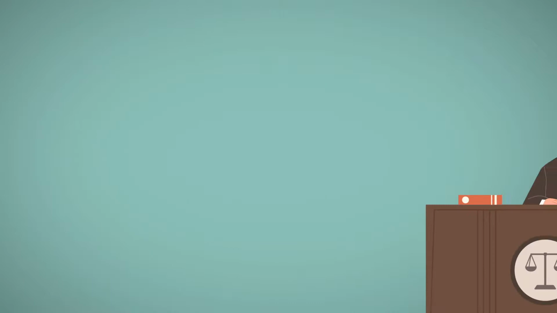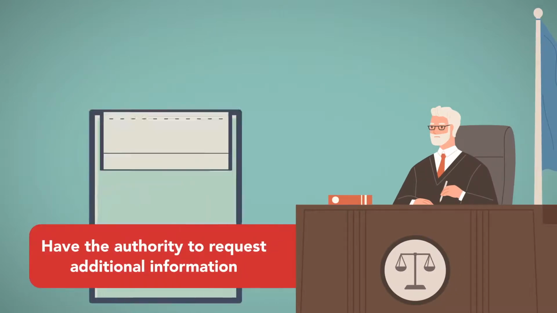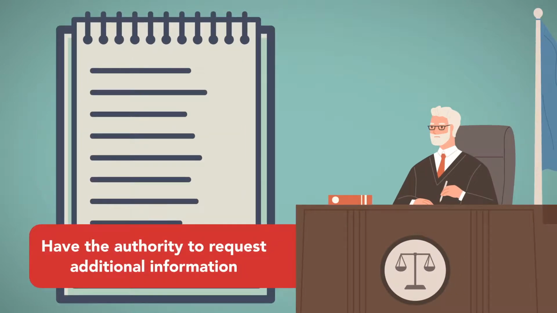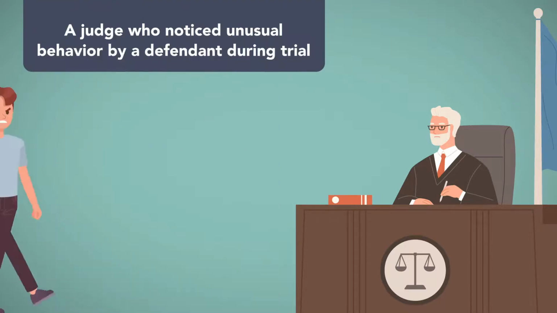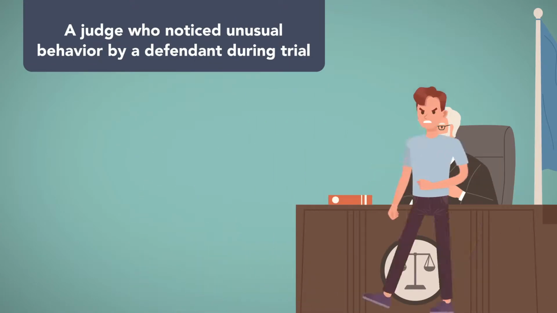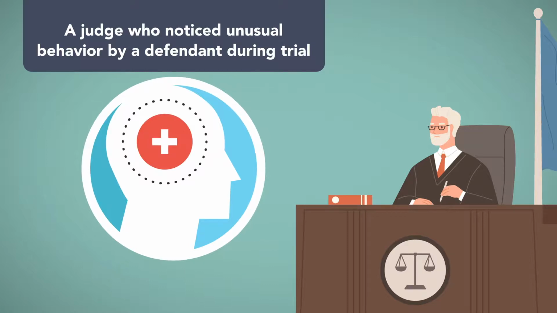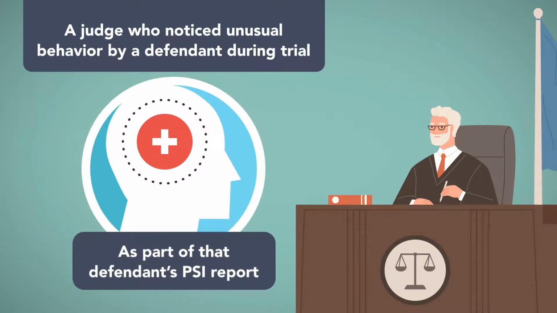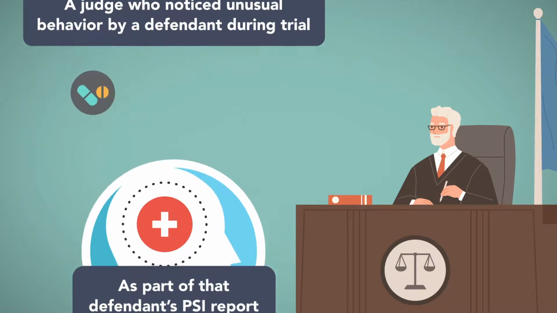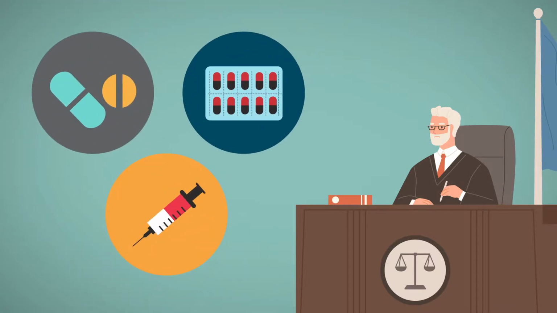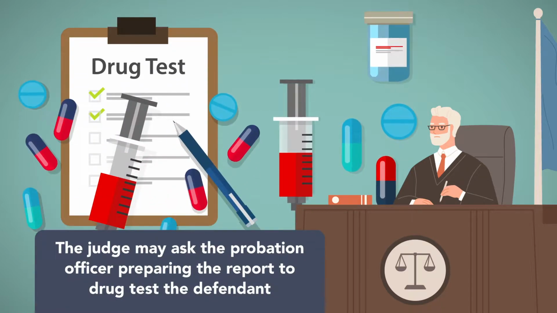However, the sentencing judge does have the authority to request additional information beyond what is typically contained in a standard PSI. A judge who noticed unusual behavior by a defendant during trial might, for example, request that a mental health evaluation be included as part of that defendant's PSI report. Or, for a defendant convicted of drug crimes, the judge may ask the probation officer preparing the report to drug test the defendant prior to sentencing and to include the result in the PSI report.